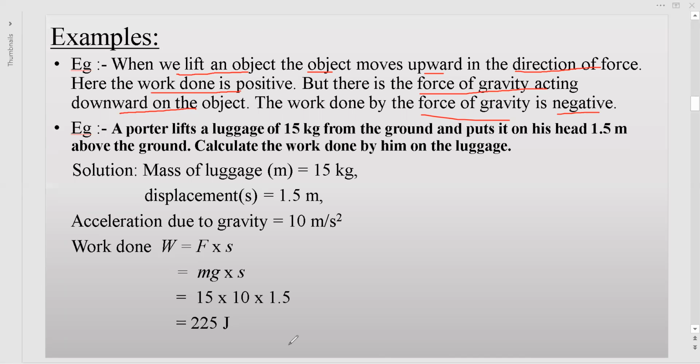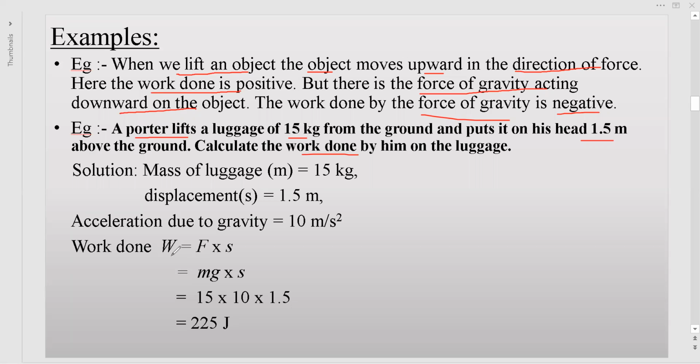Okay, so the next one is one more example. See, a porter lifts a luggage of 15 kg from the ground and puts it on his head. Okay, you all have seen that porter or the coolie, we can say. If suppose they have lifted a luggage and kept it on the head at the height of 1.5 meter, we have to find the work done.